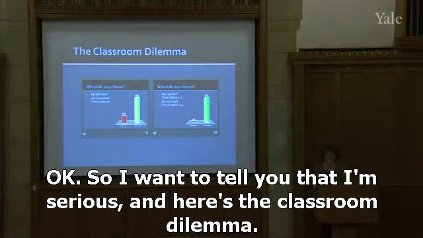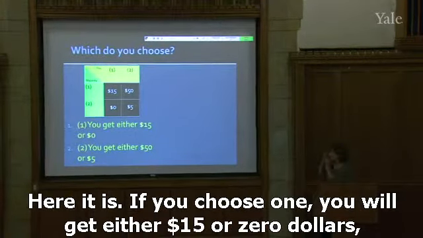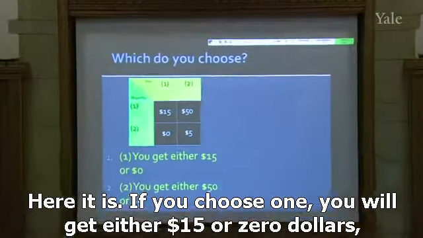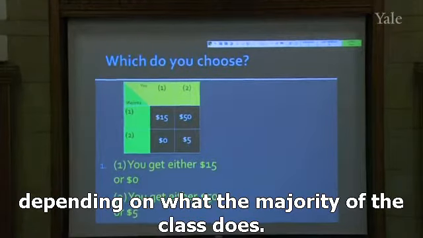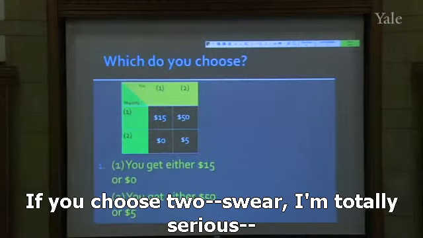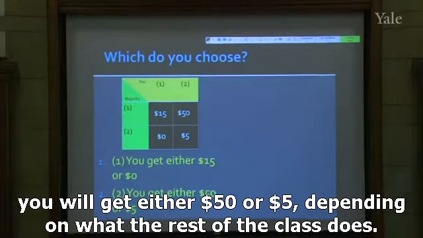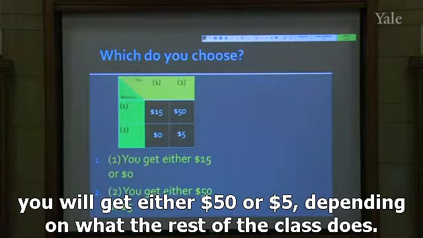Okay, so I want to tell you that I'm serious, and here's the classroom dilemma. Here it is. If you choose 1, you will get either $15 or $0, depending on what the majority of the class does. If you choose 2, swear I'm totally serious, you will get either $50 or $5, depending on what the rest of the class does.